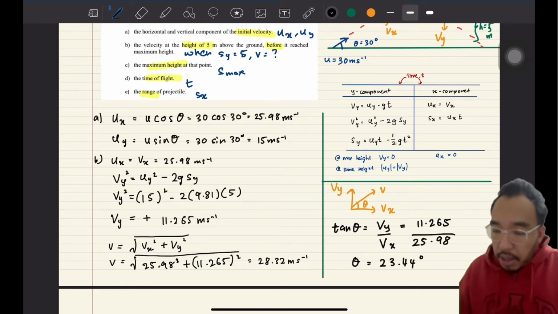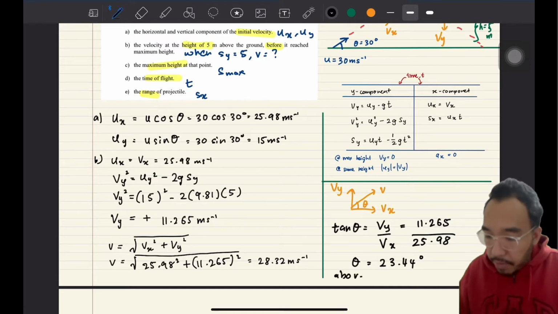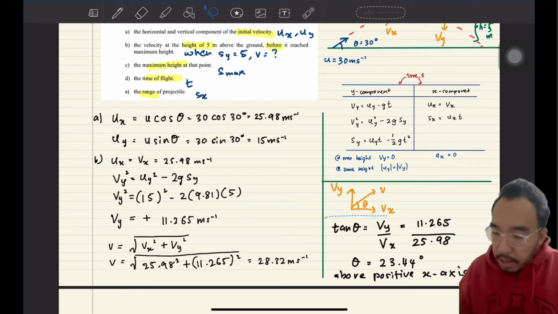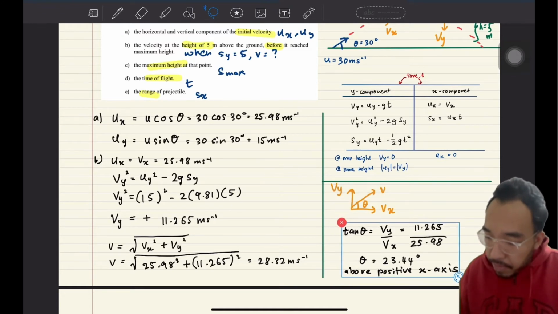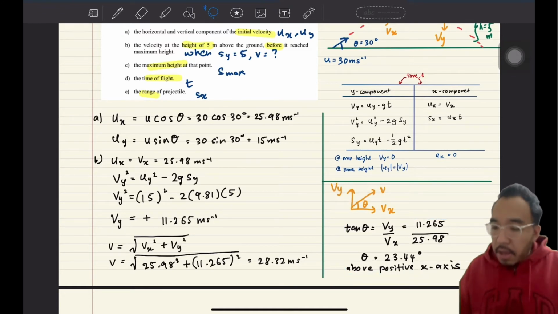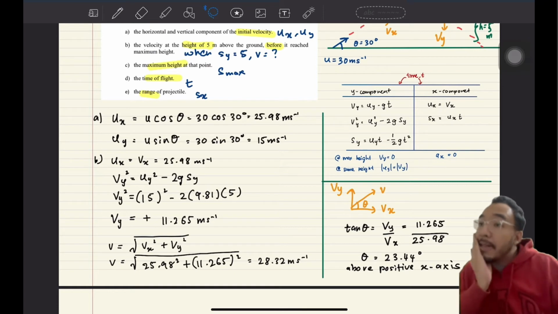And then you can write down the direction. So this one is above the positive x-axis. I'm going to make this one a little bit smaller so that it looks nicer. Let me check the answer first. Yeah, it seems correct, it's about right.